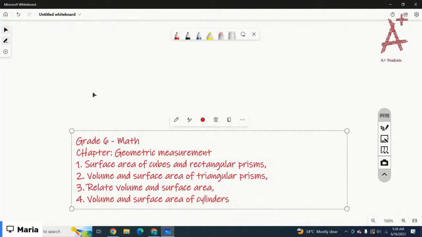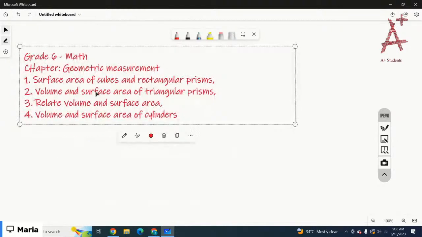So we were working on grade 6 maths. The chapter we were working on is geometric measurement. The lessons we have covered are surface area of cubes and rectangular prisms, volume and surface area of rectangular prisms, relate volume and surface area, and volume and surface area of cylinders. So please make sure before the next session you test questions for the lessons we did today.